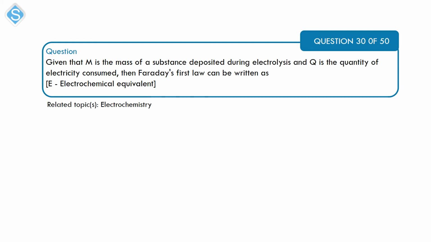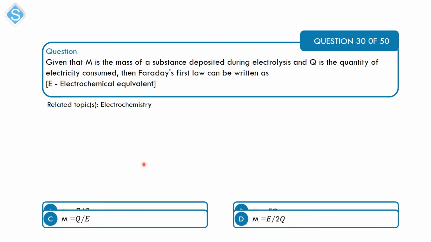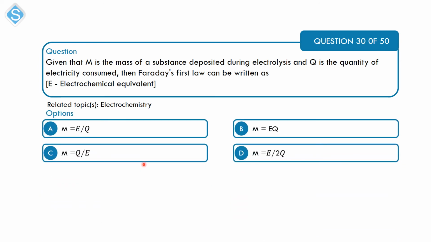Right, next is a question on electrolysis. Given that M is the mass of a substance deposited during electrolysis and Q is the quantity of electricity consumed, then Faraday's first law can be written as, where E is denoting the electrochemical equivalent here. A, M equals E over Q, B, M equals EQ, C, M equals Q over E, and D, M equals E over 2Q.